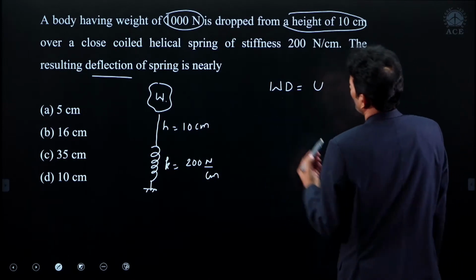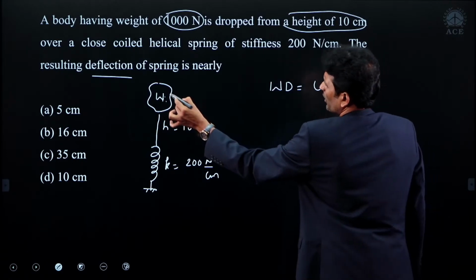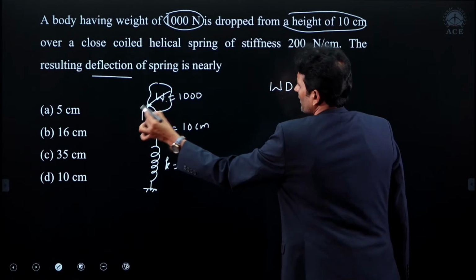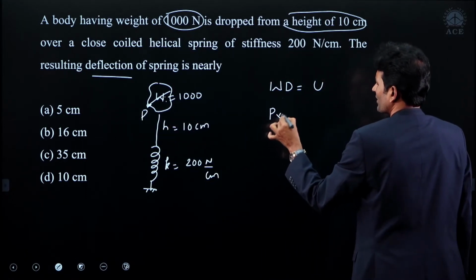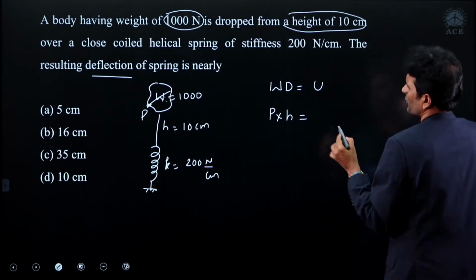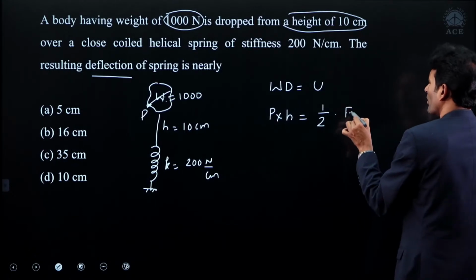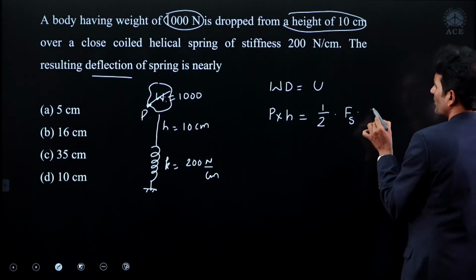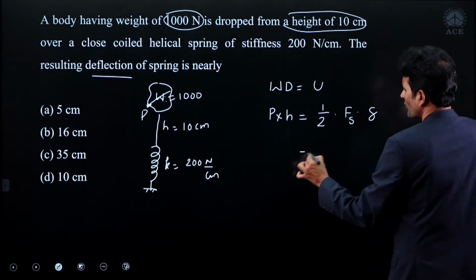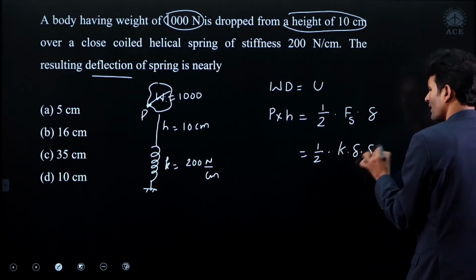Got it? Now, you try to take this one, work done. Suppose the load is W, 1000, or you can take this as P. P into H is giving the work done. That should be equal to strain energy stored in the spring. Strain energy stored in the spring is nothing but half into spring force into deflection. I am writing that in terms of deflection. Spring force, if I take in terms of stiffness, then it is K into deflection.